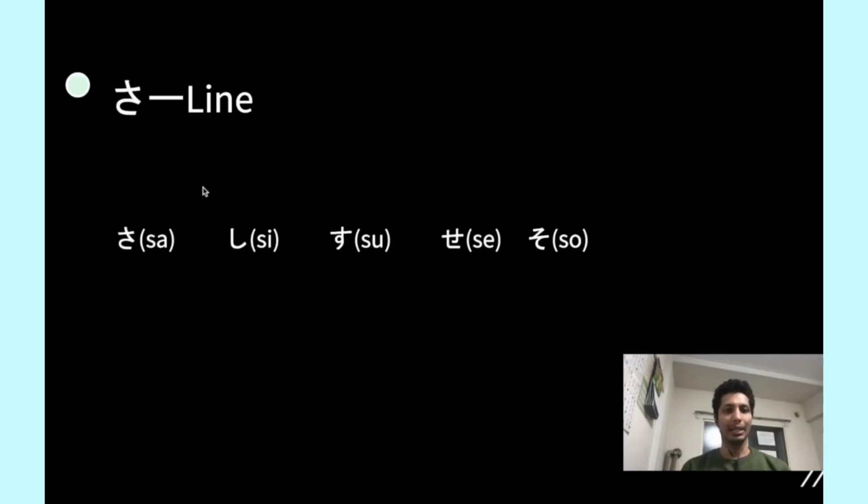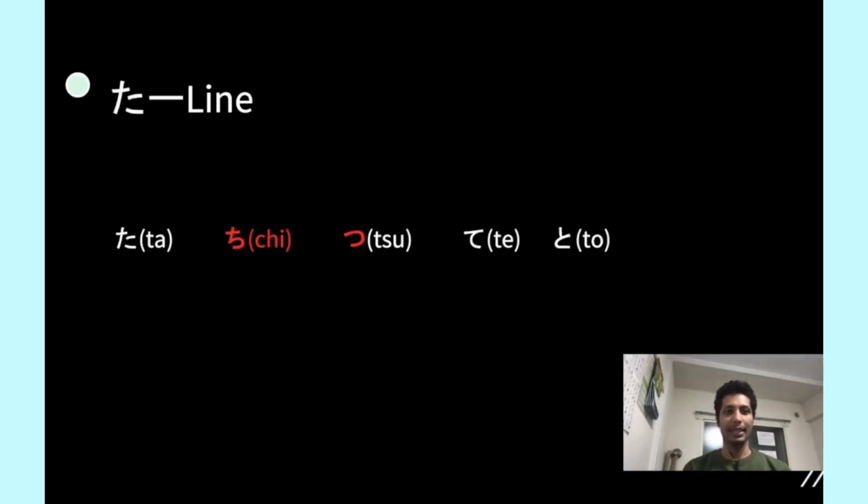Second, the sa line. The sa line consists of characters related to sa, and these are sa, si, su, se, and so. Very simple. Okay, let us move to the next, and that is the ta line. There are some exceptions here we need to understand.